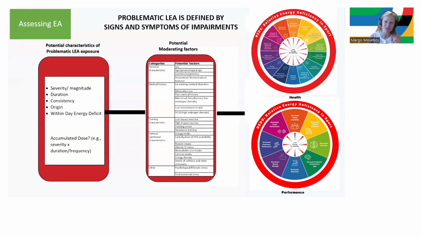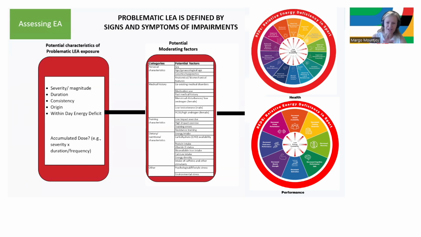But in every individual, there are moderating factors, personal characteristics about that individual, their sex, their age, their genetics. They have a history. They may have coexisting medical disorders, taking medication. They may have polycystic ovary syndrome. What are their training characteristics? Are they a high impact? Are they resistance training? Do they have training errors?